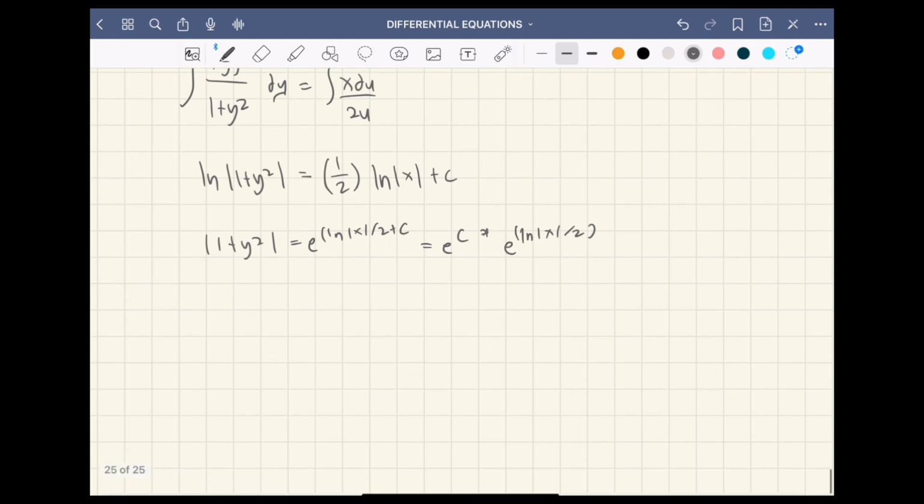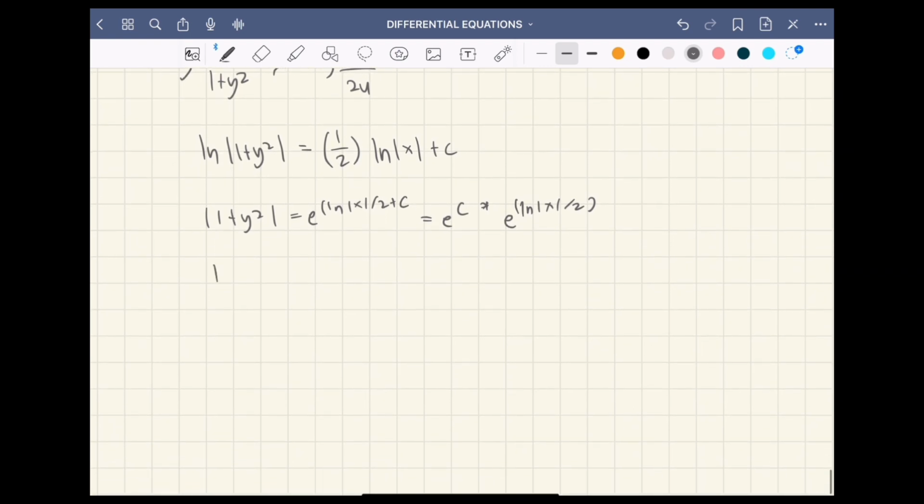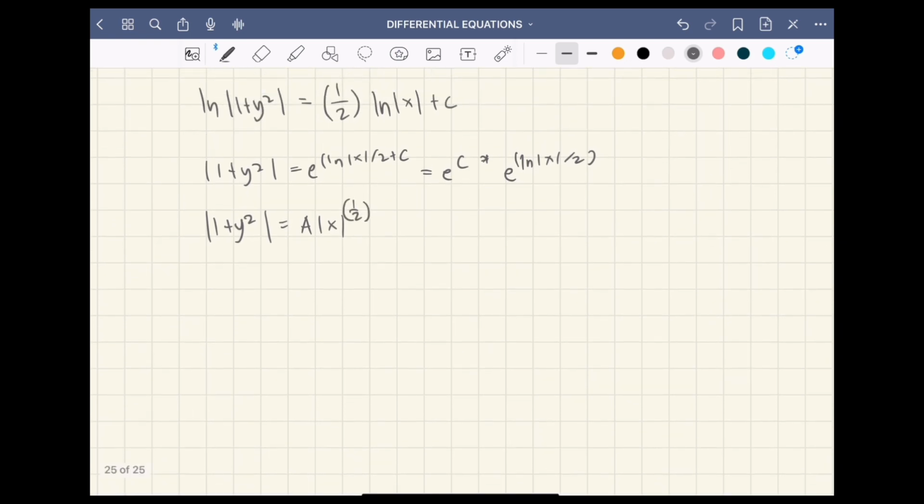Simplifying this, we get 1 plus y squared equals a times x raised to 1/2, where the value of a is e raised to c. Since both sides are non-negative, we can drop the absolute value on the right hand side.